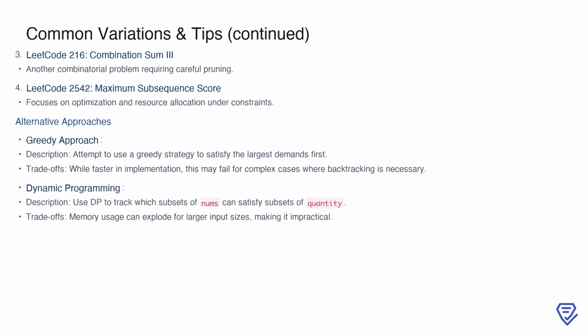Now, for alternative approaches, you might consider trying a greedy strategy to satisfy the largest demands first. This can be simpler to implement, but it's important to note that greedy methods may not work in every scenario, especially when the constraints are more complex. Another option is using dynamic programming to track which subsets of nums can satisfy subsets of quantity. However, dynamic programming comes with its own challenges, particularly in terms of memory usage. For larger input sizes, the memory required can grow exponentially, making it less practical compared to backtracking.